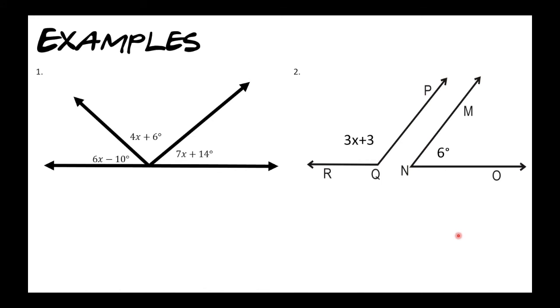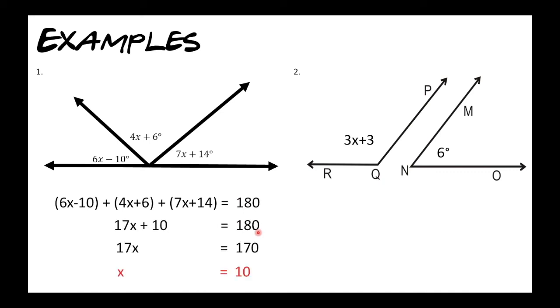Let's try some examples with supplementary angles. The first answer will be revealed in 3, 2, 1. Instead of setting up an equation where the angles add up to 90, now we have to make it so that the total angle measure is 180. When we add up all these angle measures and solve for x, we get an answer of x equals 10.